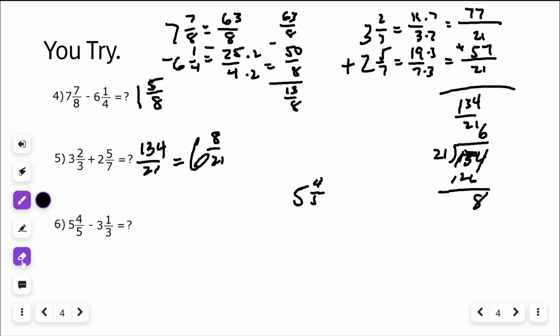We're going to have to move this over. It's not going to fit. We'll do it in another color too, just to make it interesting.